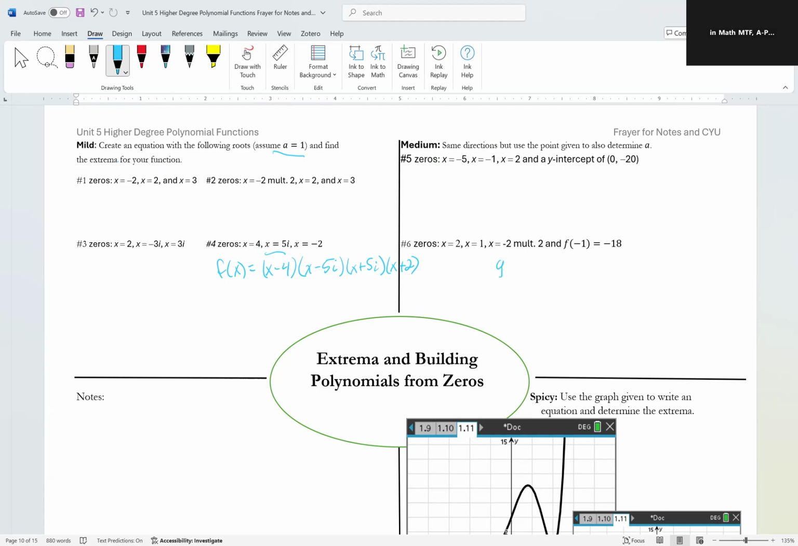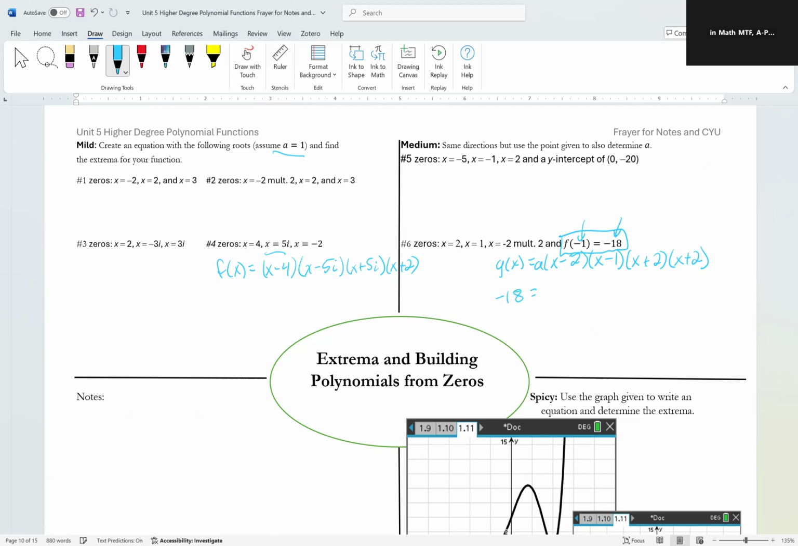So in this one, g of x, I'm going to just call it that for a different function. It's a times x minus 2 times x minus 1 times, and it's x equals negative 2 with a multiplicity of 2, so x plus 2 and x plus 2. Here we don't know what a is, but I've got this extra point: negative 18 is my output, negative 1 is my input.